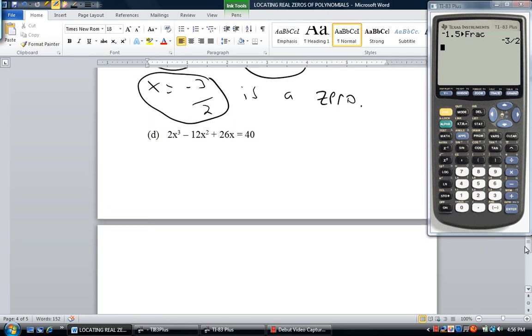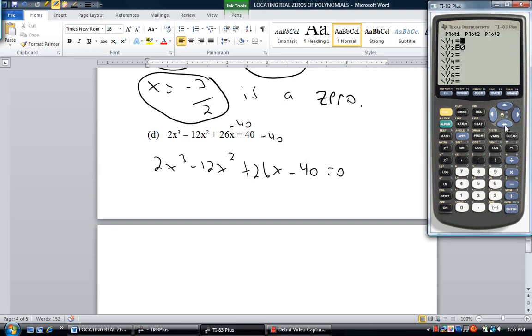And that's the last one. Before I can do anything in the last one, I have to have it equal to 0, which means I need to subtract the 40 off. And you should be recognizing that this has 3 zeros. See the reason why? Because of x cubed. So let's type in 2x to the third minus 12x squared plus 26x minus 40.